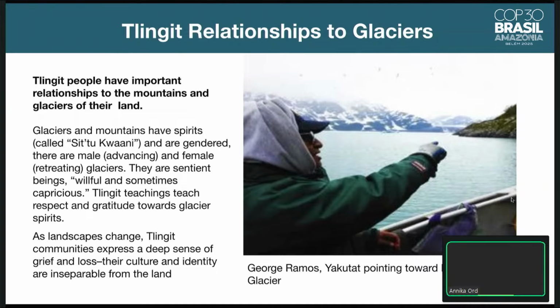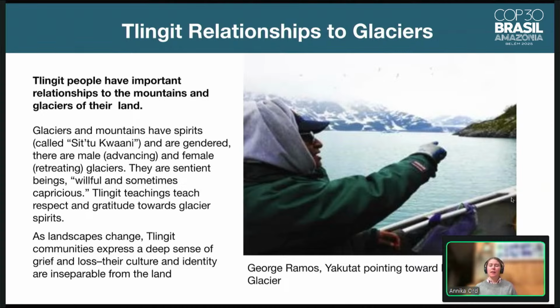Good morning, everybody. My name's Annika Ord. I'm also here in Juneau, Alaska. I'm going to be talking a little bit about some of the impacts we see from that ice loss to communities today.